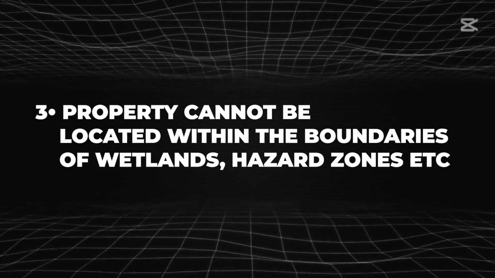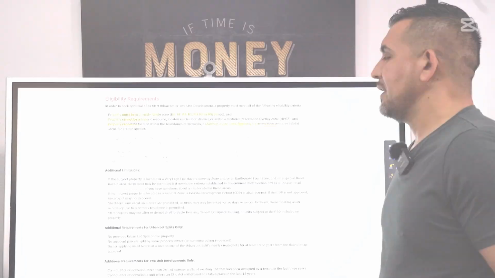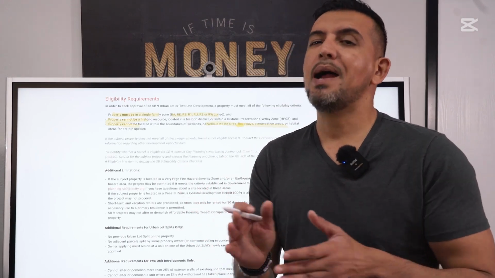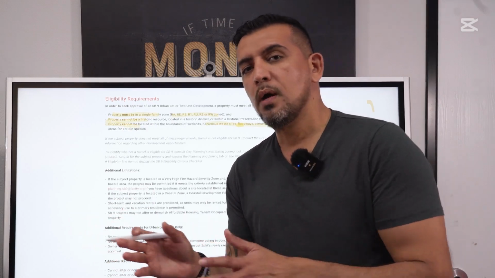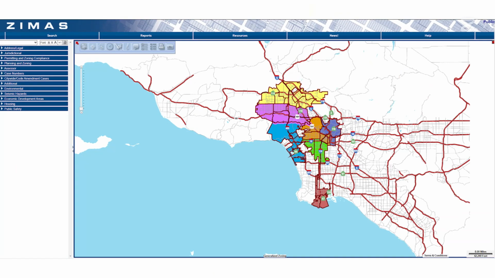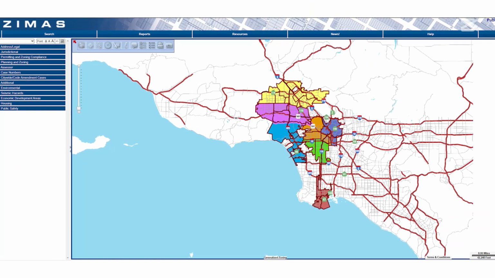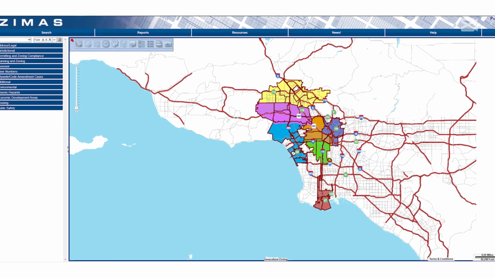The other thing is it cannot be located within boundaries of wetland. Wetlands, hazard zones, floods, and that's why it's very important to do your due diligence. When you start doing this, hire someone that's knowledgeable. They know where to go and look for this information. Let's say City of LA, you go to zimas.org, you enter the address and it'll give you the whole property profile. You can see anything about your property on there.